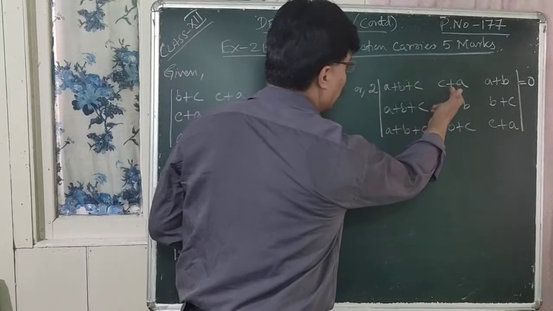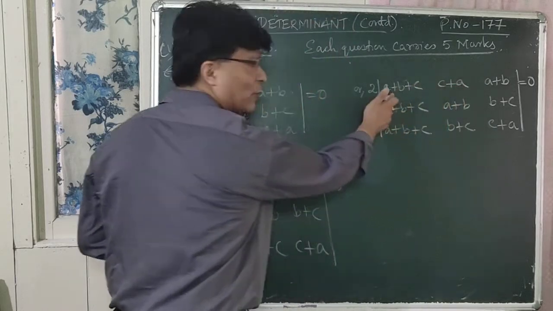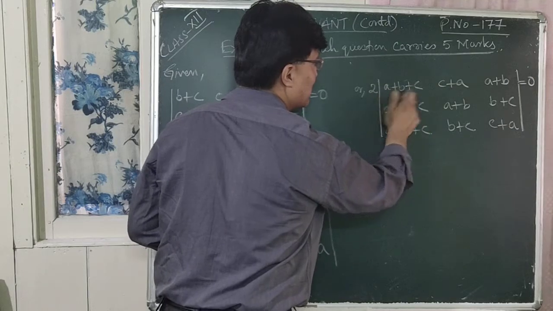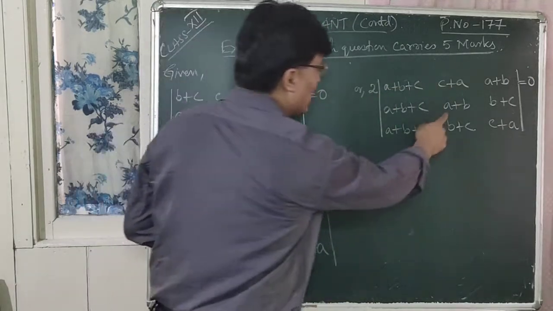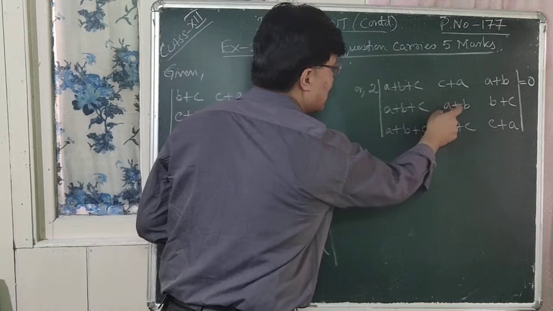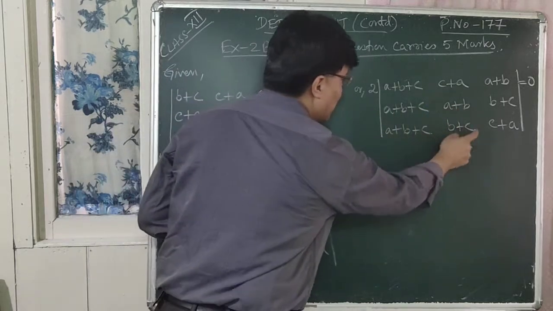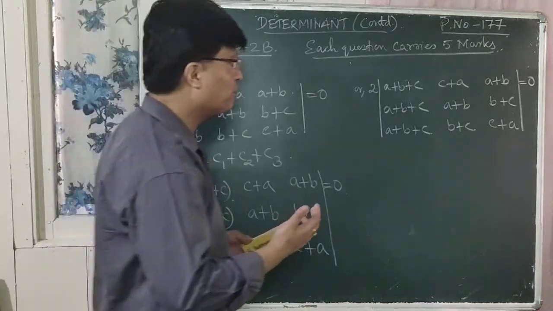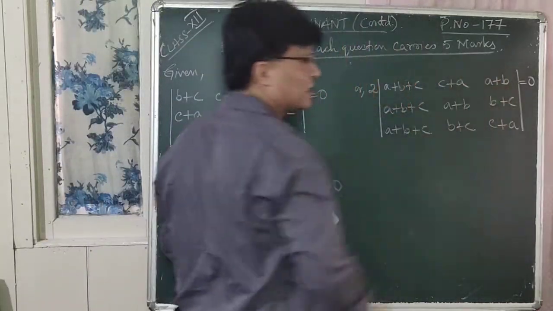That is, if you do C2 dash is equal to C2 minus C1. Okay, so C plus A minus C minus A gets cancelled, you get only B, minus B is there. Again A plus B minus A minus B minus C, minus C is there. Again B plus C minus B minus C minus A, only minus A is here. Similarly, in this case you can change the third column also.